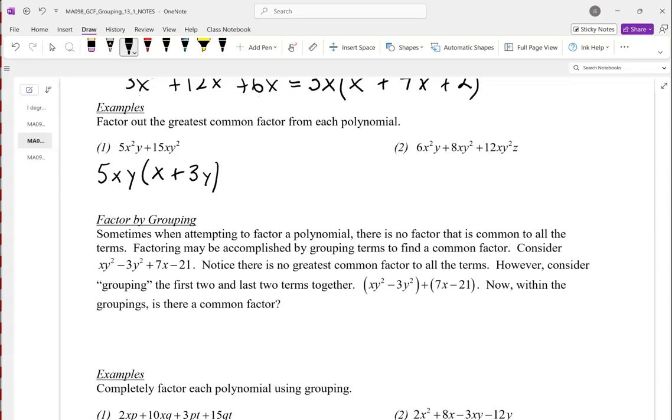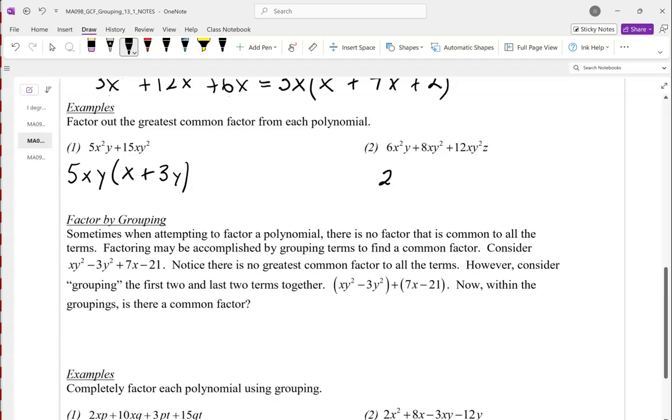Again, I always like to do the numbers first, then go to the variables. What is something that divides the 6 and divides the 8 and divides the 12? 2, right? 2 divides 6, 2 divides 8, 2 divides 12, and nothing else bigger does, right? Okay. So the GCF of just the coefficients will be 2.